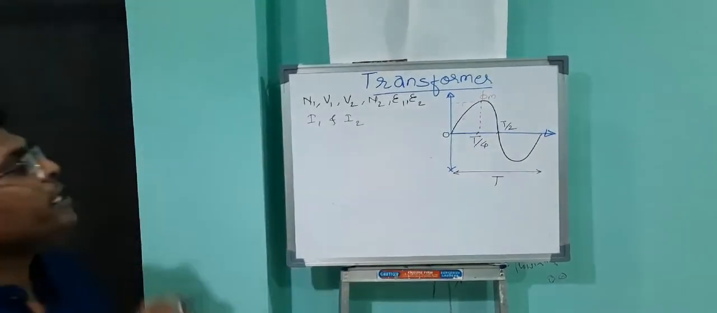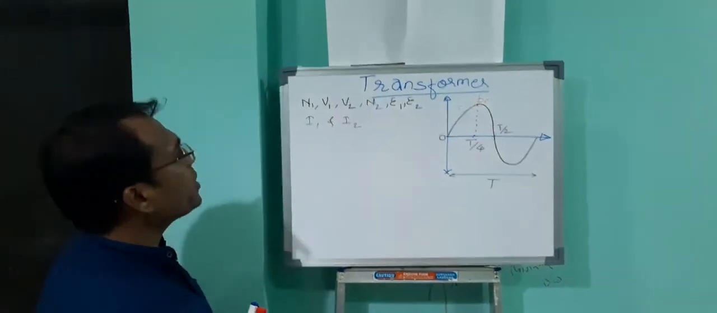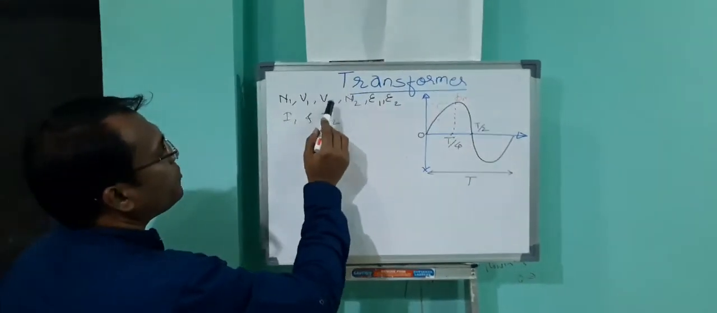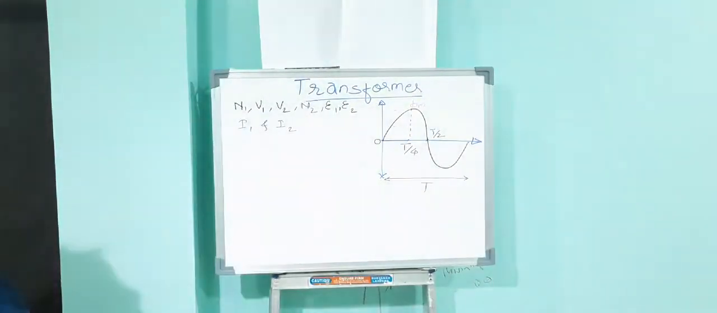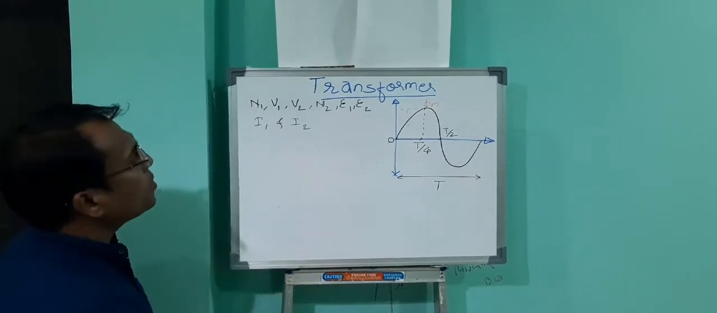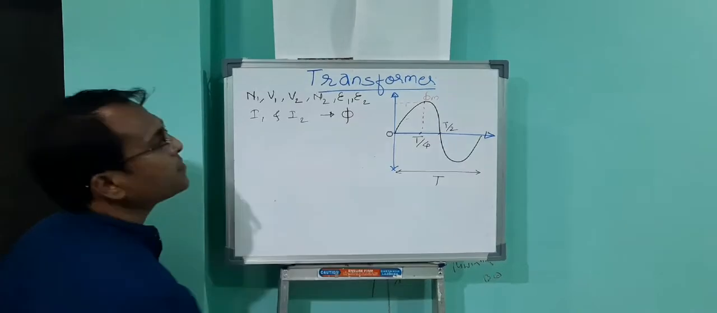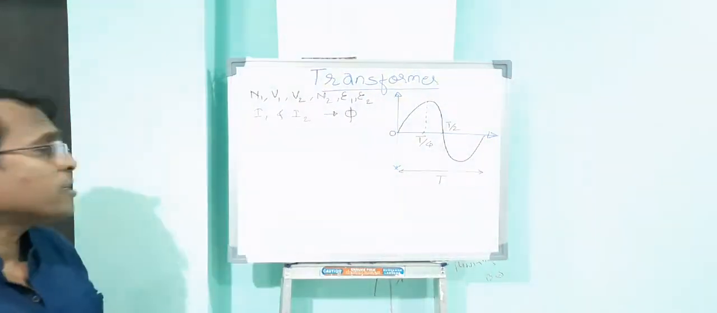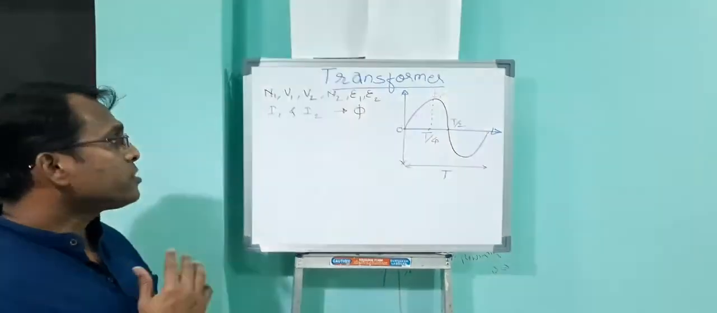So these are the things which are present in a particular transformer circuit. So N1, V1, V2, N2, E1, E2, I1 and I2. Now what you have to remember, the main thing is flux, that is phi, because alternating flux is there. Now how to start the equation?